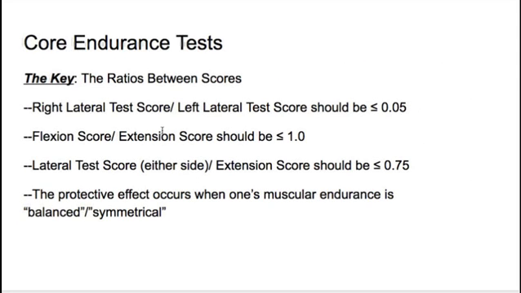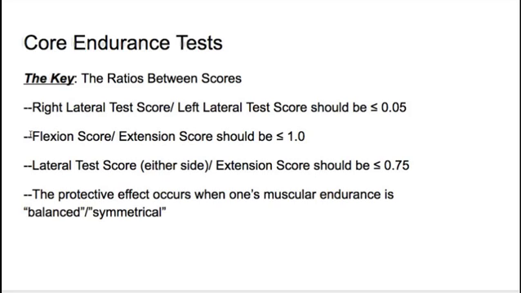So those are the 3 tests we can use to try to detect weakness. And with the two tests, or the one test with the side bending, we can do a ratio between sides. So if the right lateral test is different than the left lateral test, then that's an indicator that the stabilization or core exercises could really help them.